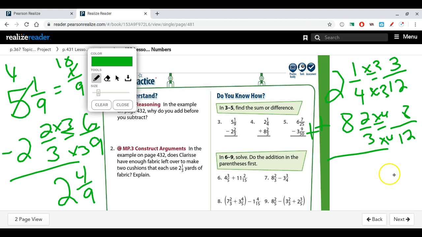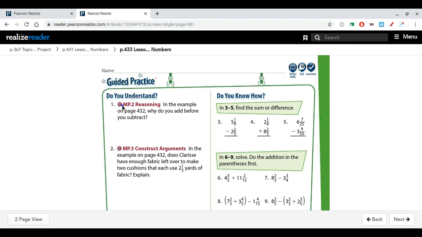I don't need to regroup on this problem, again, because I'm adding and I'm not subtracting. So 3 added to 8 is going to be 11/12. 2 added to 8 is going to be 10. So my answer for problem number 4 is going to be 10 and 11/12.